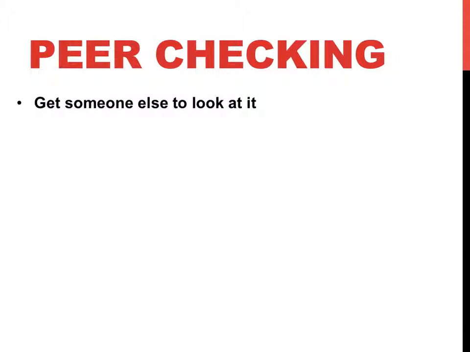Okay, peer checking. Here, these are the easy ones. Peer checking. Get someone else to look at it. Oh my God, my code's not working. Can you just look and see? Oh, yeah, I see it. It's there. Someone else looking at your code tends to be a really good point. Extra set of eyes tend to help.